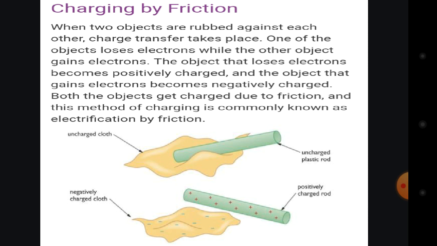So this is how we introduce the charging, by friction only. This is the charging by friction. When you rub two objects together, we will be having a gaining of electrons and a losing of electrons. So this is about the charging by friction.